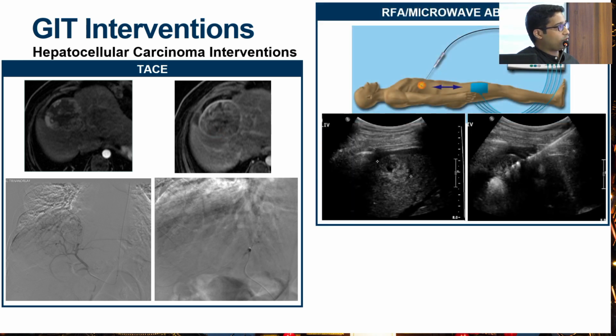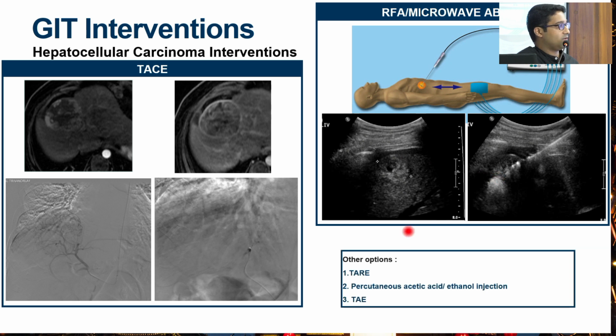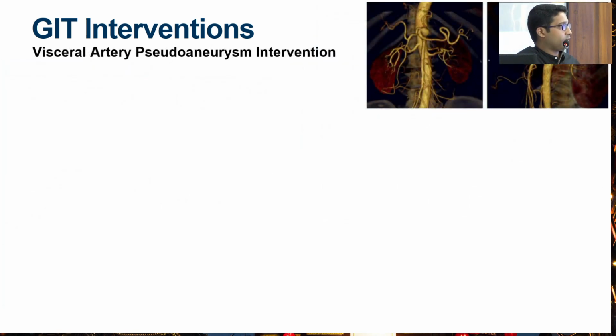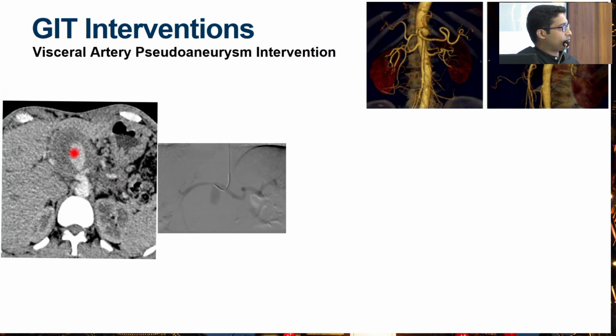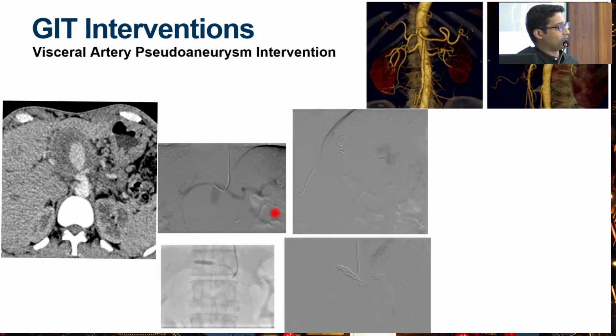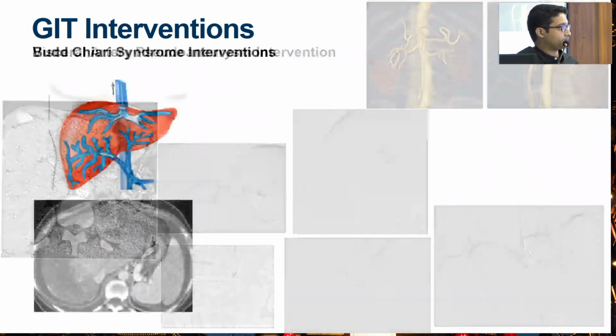We also have options of radiofrequency ablation, as well as radioembolization and acetic acid or ethanol injection for tumor management. Also, with regard to visceral artery aneurysms, this was a case with pancreatitis with a celiac artery aneurysm, which was also managed endovascularly with the help of coils and exclusion of the aneurysm.